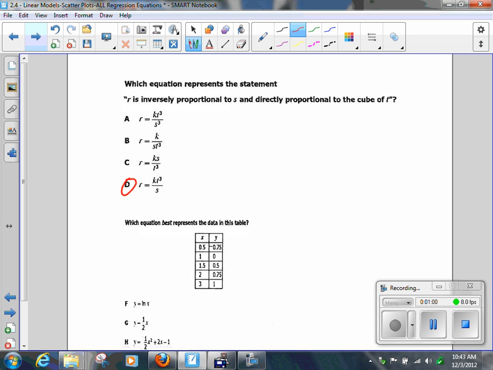And look, set it up, say it as you set the equation up. R is inversely, inverse is division. R is, K has to go on top, our constant of proportionality. Inversely proportional to S and directly proportional to the cube of T. That means that R is two things, so I've got to put it all together. R is inversely proportional to S, which I showed, K over S, and it is also directly proportional to T cubed. So you should have had option D for your answer for that one.